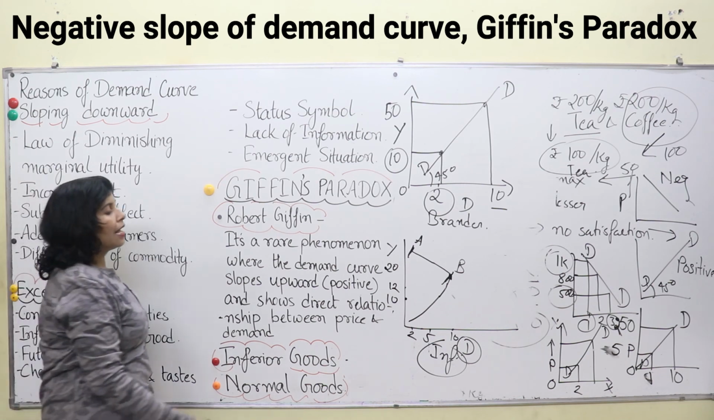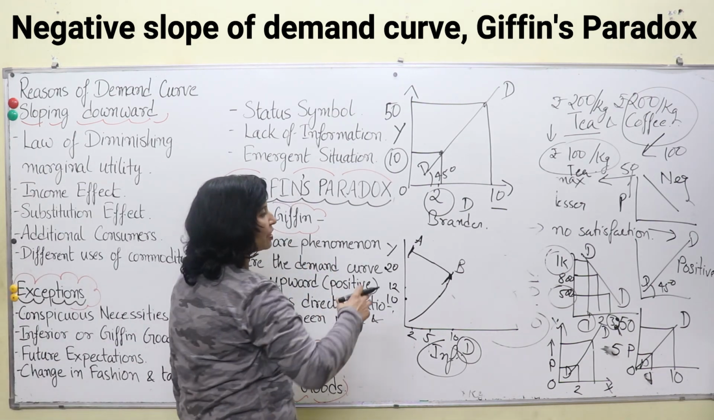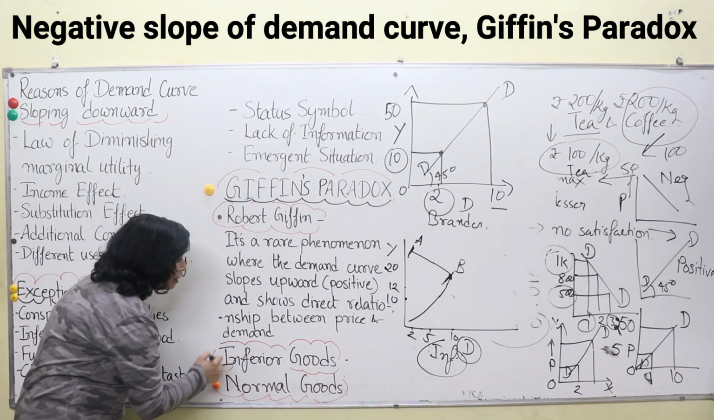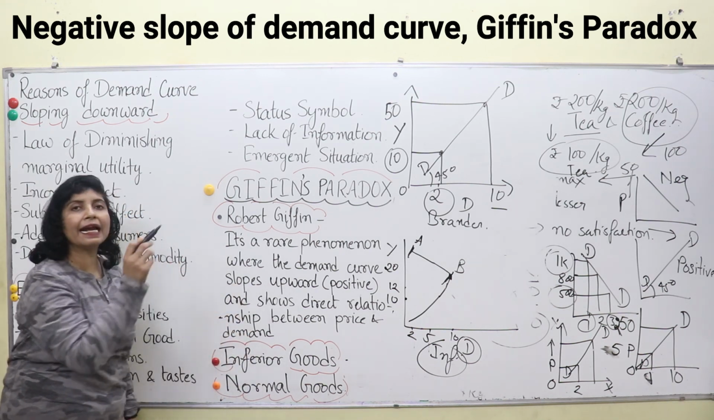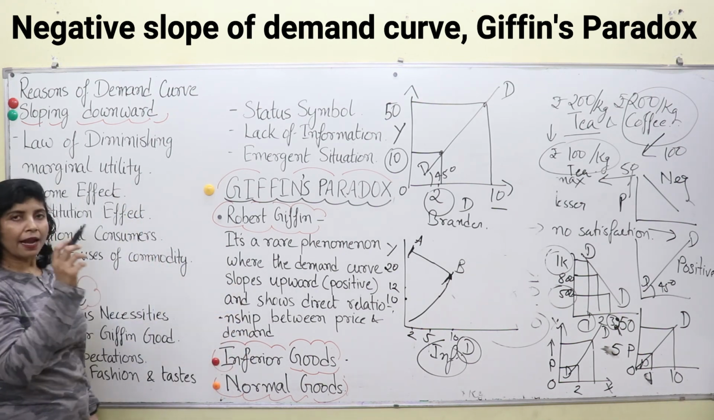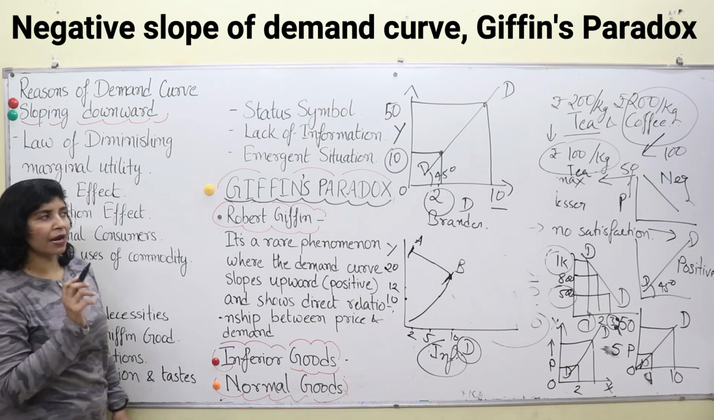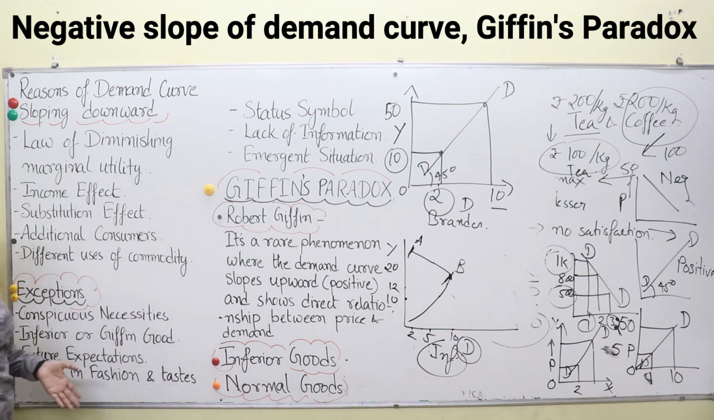And the price effect for inferior commodities is positive. That means with increase in price, these commodities will be demanded in larger amounts. That means inferior goods have positive price effect and negative income effect. What is that? Inferior goods have negative income effect and positive price effect. That was the thing we needed to discuss in detail, and we have discussed it.